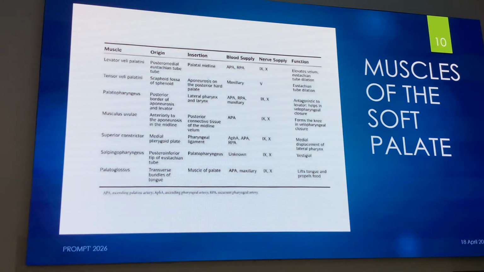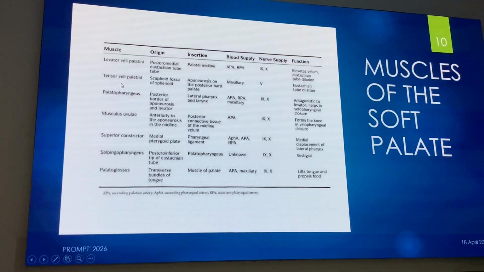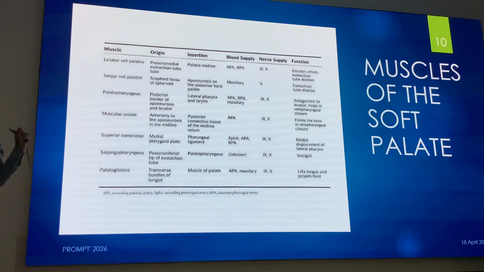Anatomy, we go to the 3 muscles: the levator, the tensor, the palatopharyngeus, and the superior constrictor is important. So in speech, what are the functions of the levator palatini? It elevates the velum. The opening of the eustachian tube is also a function of the levator. And the tensor has almost no role in the palate. At least what is known is that its main function is in the eustachian tube, where it helps to dilate the eustachian tube.